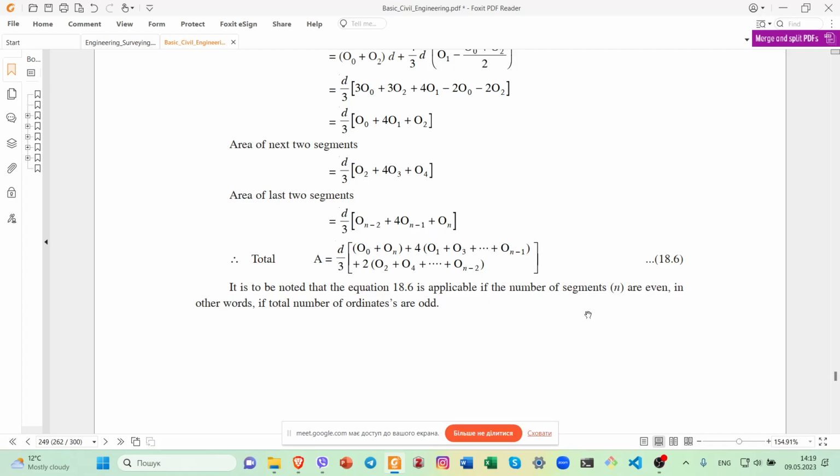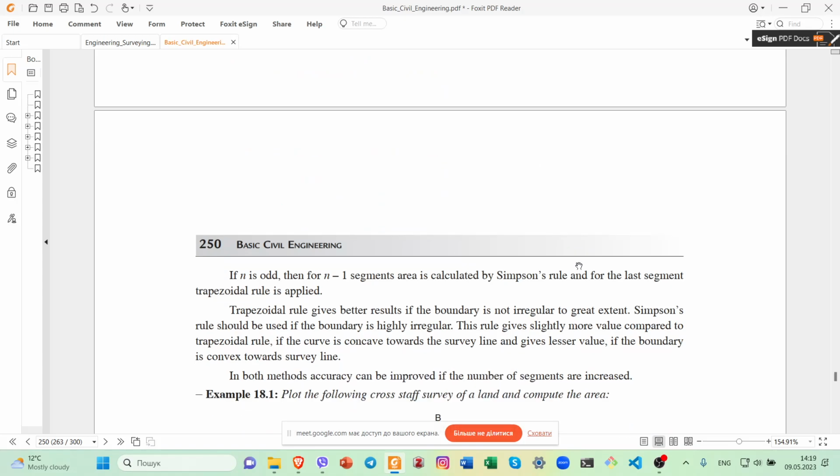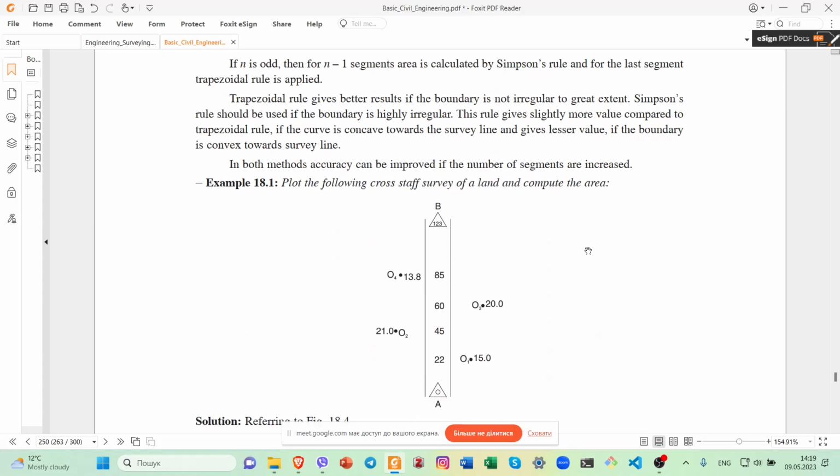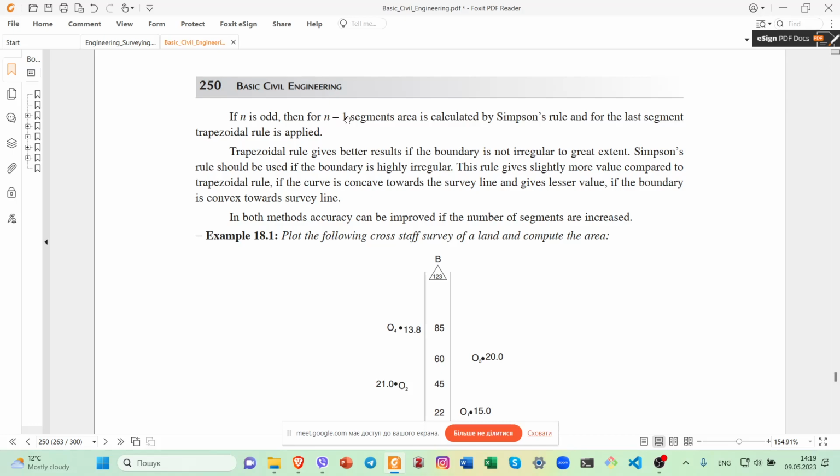It is to be noted that equation 18.6 is applicable if the number of segments is even. In other words, if the total number of ordinates is odd. If n is odd, then for n minus 1 segments, area is calculated by Simpson's rule, and for the last segment, the trapezoidal rule is applied.